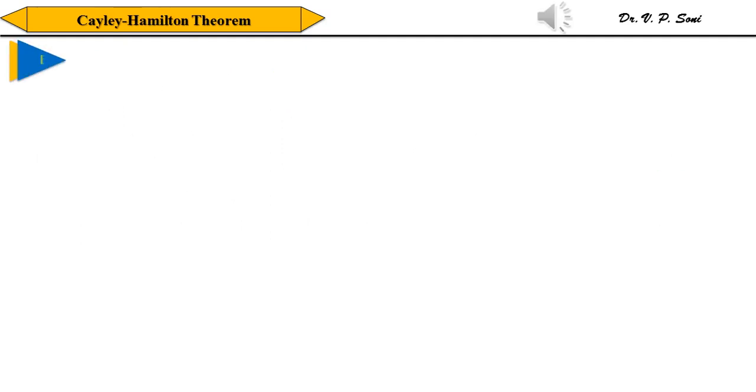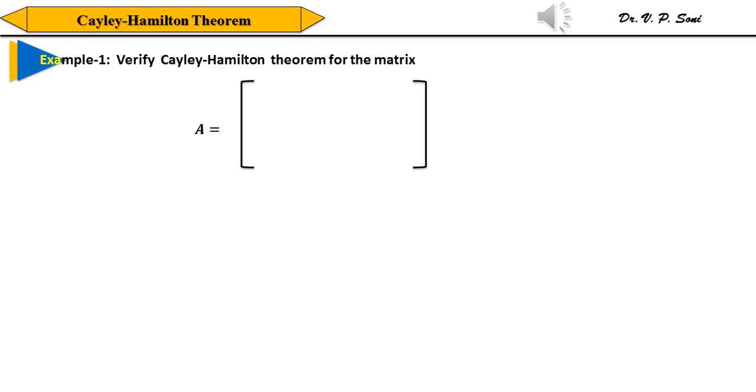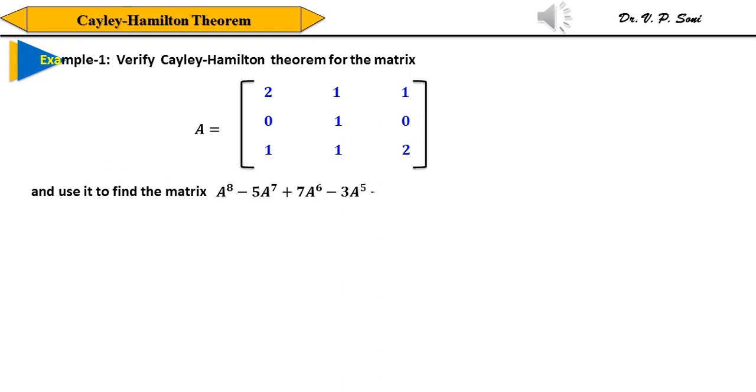Let us take the first example: verify Cayley-Hamilton theorem for the matrix A whose first row is 2, 1, 1, second row 0, 1, 0, third row 1, 1, 2, and use it to find the matrix A raised to 8 minus 5A raised to 7 plus 7A raised to 6 minus 3A raised to 5 plus A raised to 4 minus 5A cube plus 8A square minus 2A plus I.